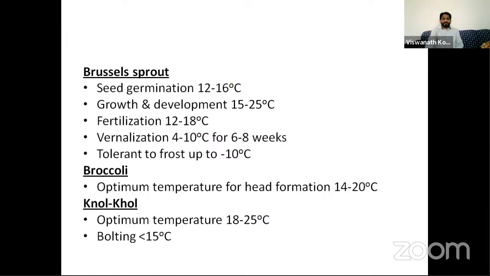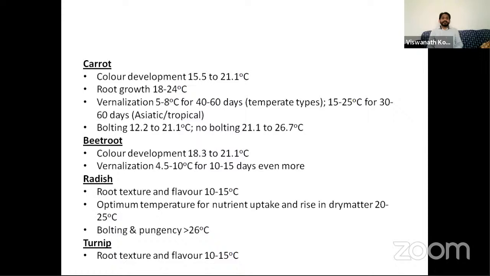Here, the color development in carrot and beetroot is very important. The temperature requirement for color development in carrot is 15.5 to 21 degrees centigrade, while for beetroot it is 18 to 21 degrees centigrade. And the vernalization temperature is also important: 5 to 8 degrees centigrade for the temperate types, for 40 to 60 days. For Asiatic types also, 15 to 25 degrees centigrade, low temperature is required in carrot. Radish bolting is at 20 degrees centigrade.